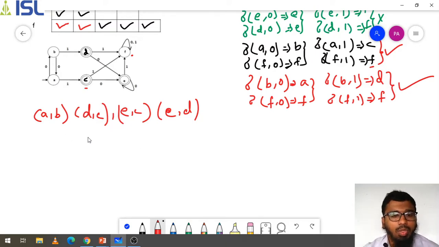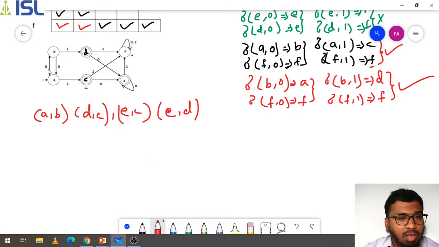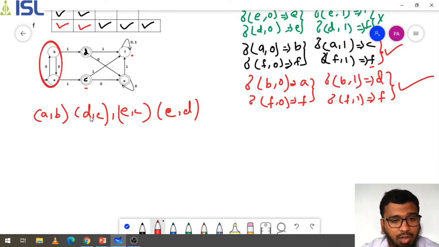So here in this table we need to see the pairs. Where is the pair A comma B? A comma B is here. Okay, next D comma C.